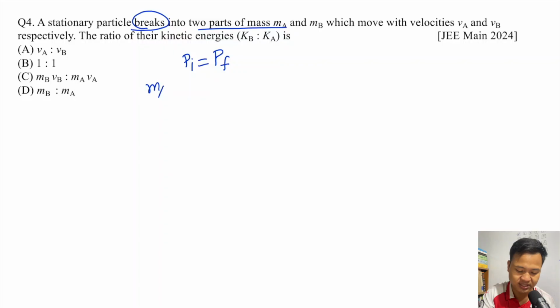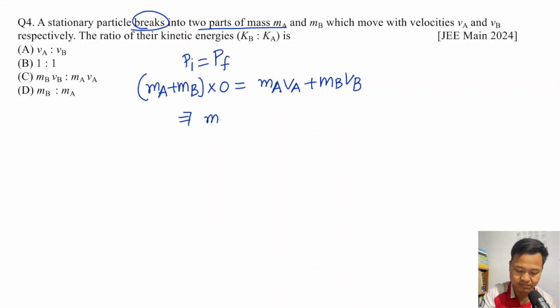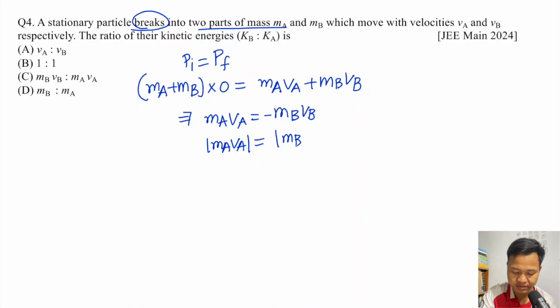Initially the particle is at rest, so the initial momentum is zero. Now after it breaks down, MA into VA plus MB into VB, which is equal to zero. So MA VA should be equal to minus MB VB. Taking the magnitude of momentum, the mode of MAVA should be equal to the mode of MBVB.